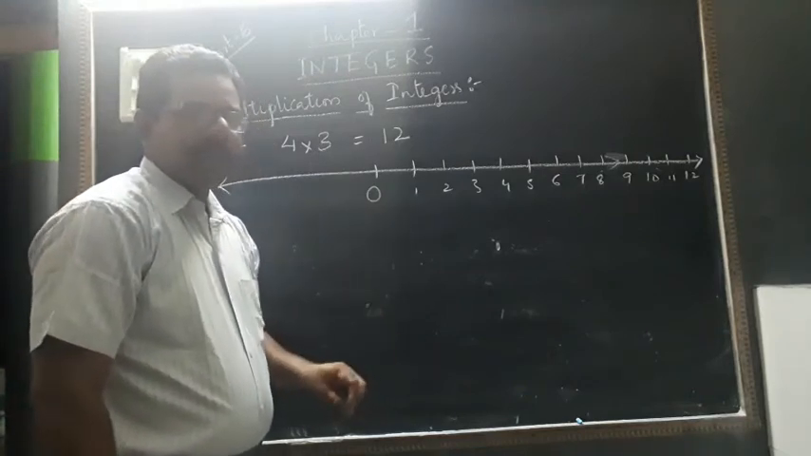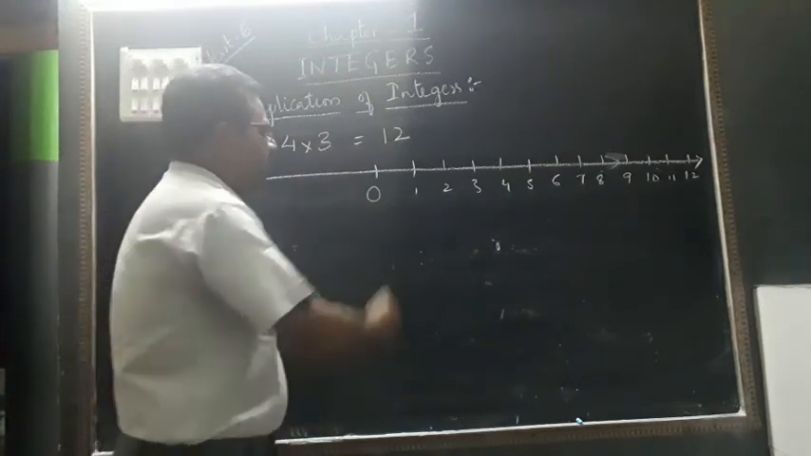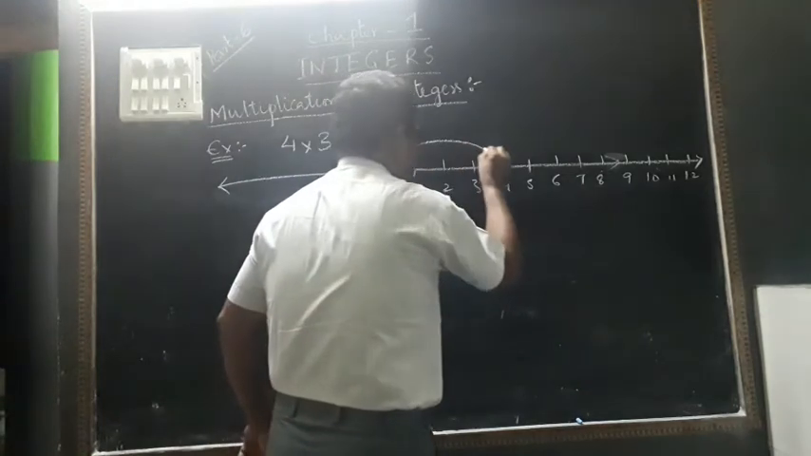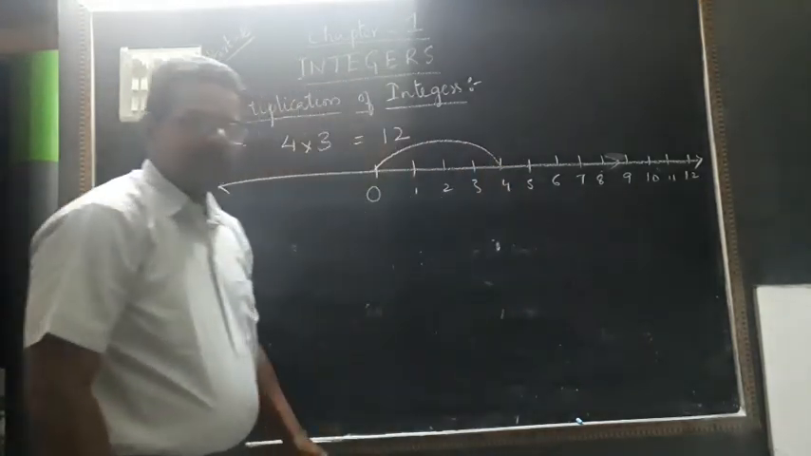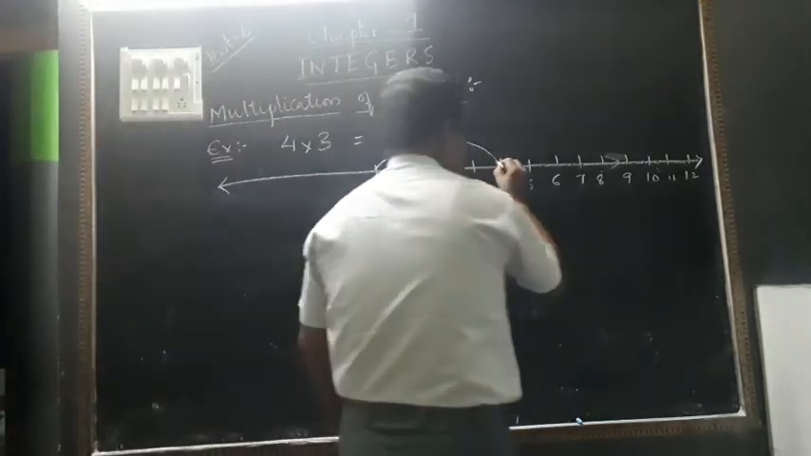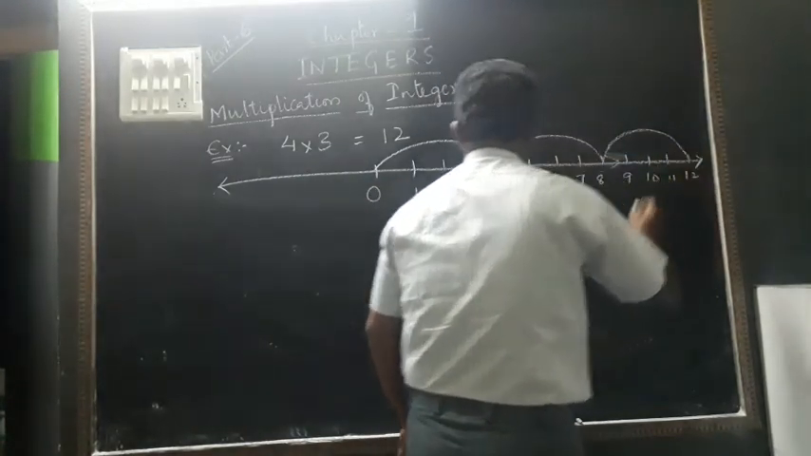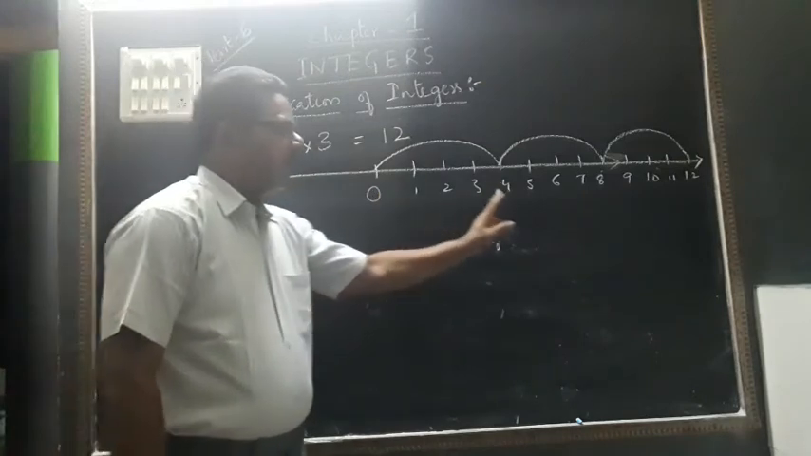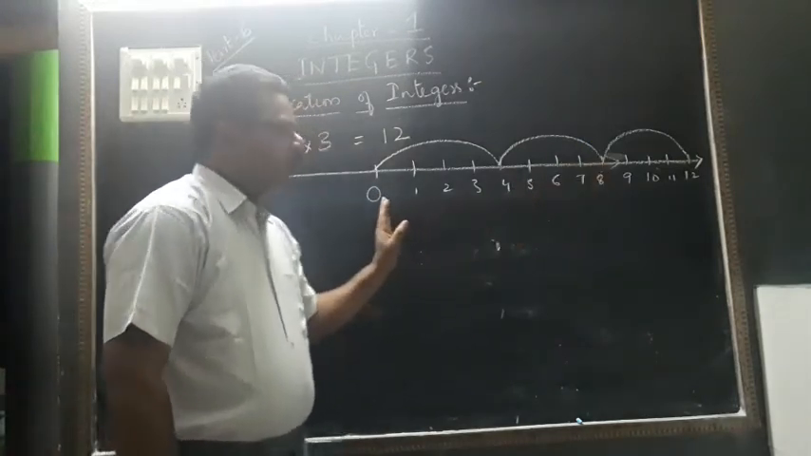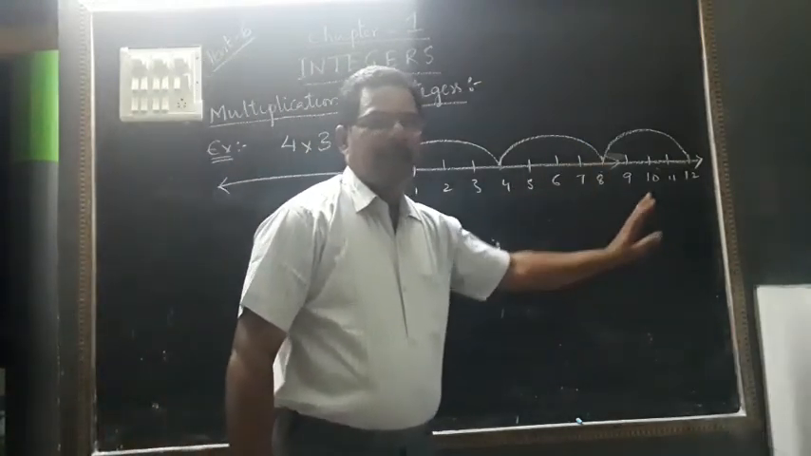Into 5 means 5 times. So 3 times, if 4 jumps, from 0 to 4 directly you can take. This is the first step. 1 time, second time, third time. That means 4 jumps 3 times towards the right side of the number line.